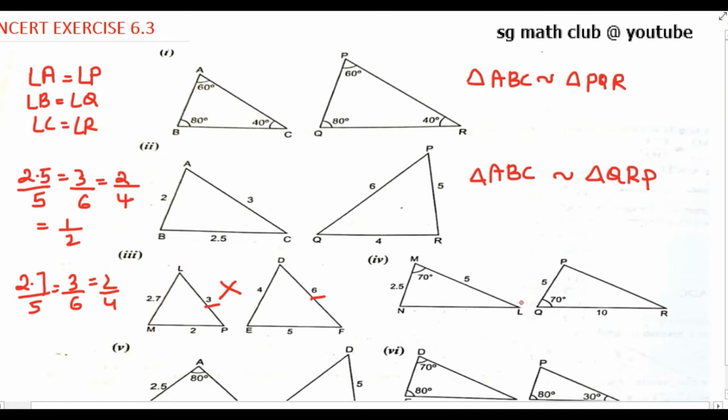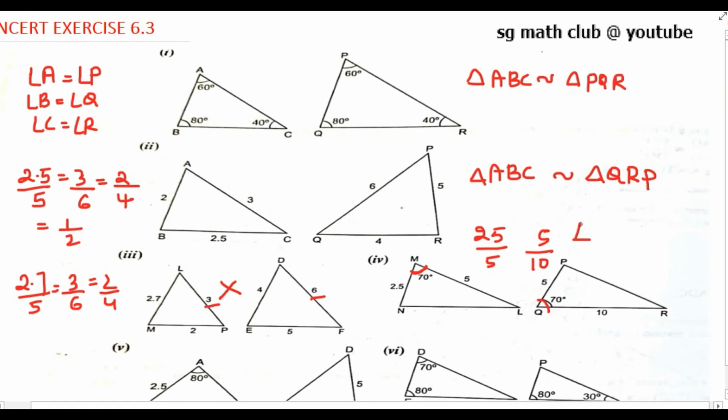Again, in these two triangles, the two sides and the included angle are given. So here MN divided by PQ, so 2.5 divided by 5, and the sides ML and QR, that is also in proportion, 5 by 10, both are in proportion 1 by 2, and the angle between these two proportional sides is equal, that is 70 degrees. Therefore these two triangles are similar by SAS similarity rule, and we should write the triangles properly.